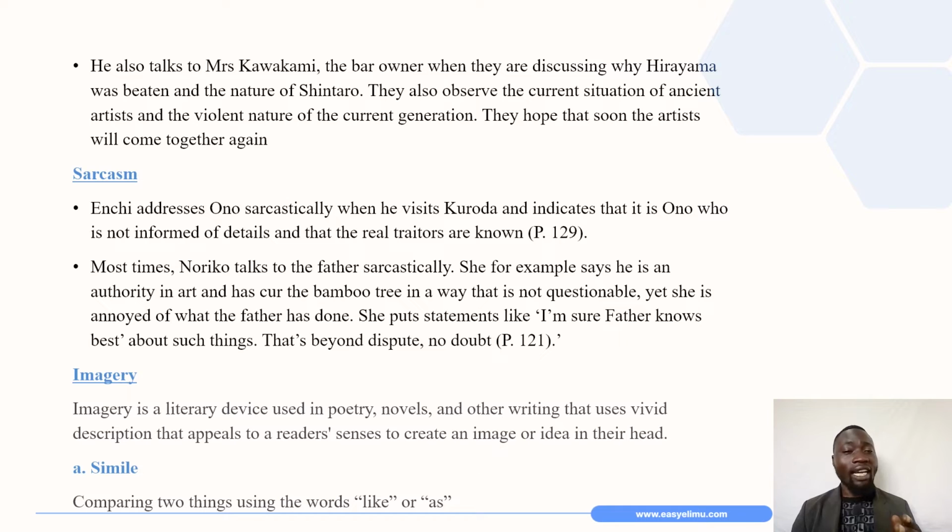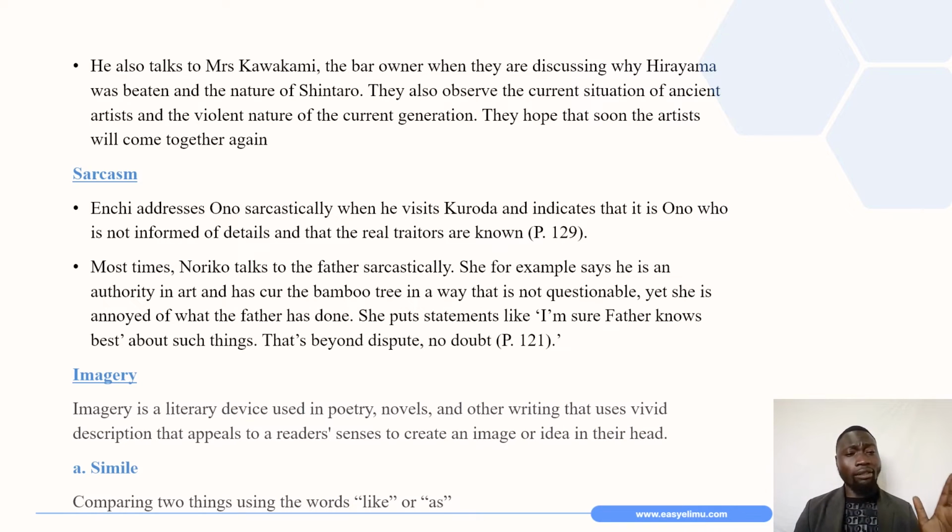So another illustration is that Ono also talks to Mrs. Kawakami, that is the bar owner, when they are discussing why Hirayama was beaten and the nature of Shintaro. So they also observe the current situation of the ancient artists and the violent nature of the current generation. They hope that soon the artists will come together again. So all those are instances of dialogues that we have in the novel.